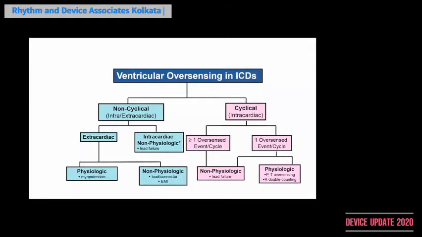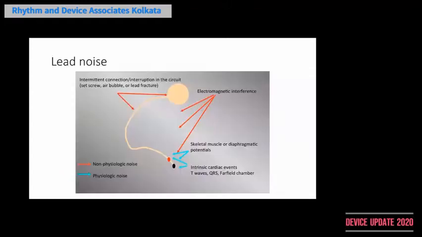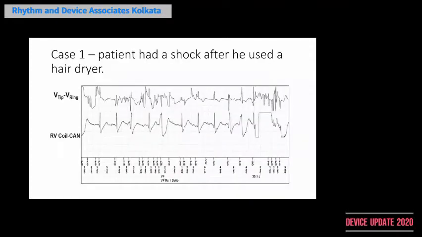If it is non-cyclical, then it can be either extracardiac, where it can be myopotentials, which are physiologic, or non-physiologic, such as a lead connector problem or electromagnetic interference. And it can be intracardiac, where again lead failure comes. So basically what I have discussed are the sources of noise.